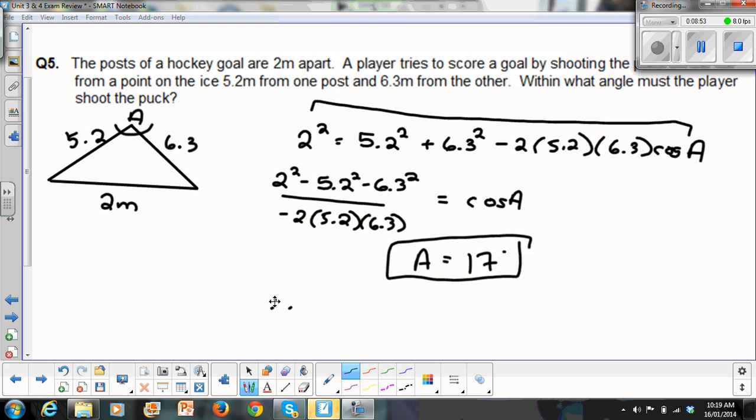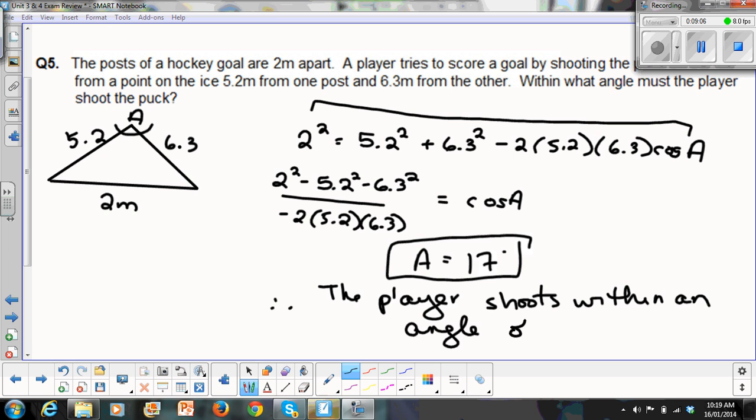Again, it's a word problem, so therefore, the player shoots within an angle of 17 degrees.